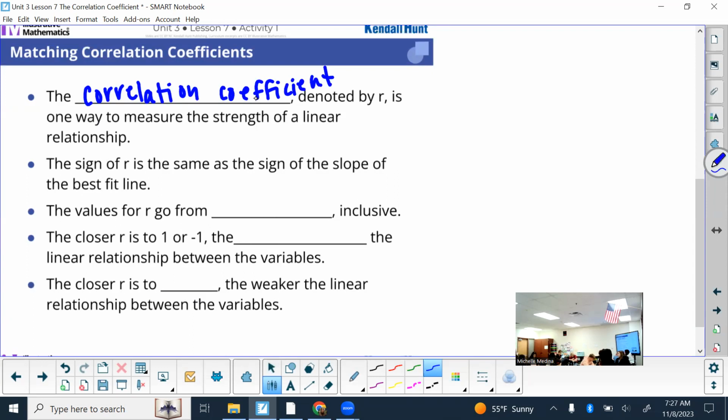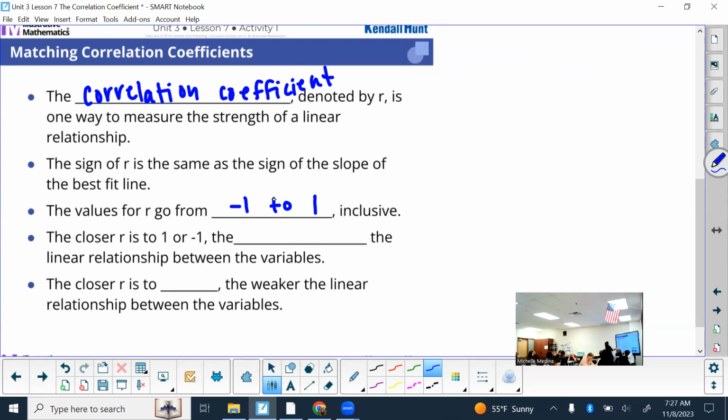All right, now the values for R, our correlation coefficient, go from -1 to +1, and what's in between that. So give me an example of a number in between -1 and +1. 0, what else did I hear? 0.7. Everything in between -1 and +1, and -1 to +1.